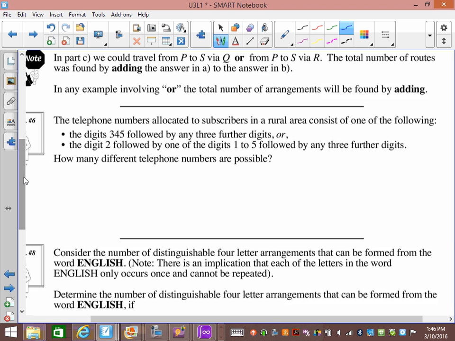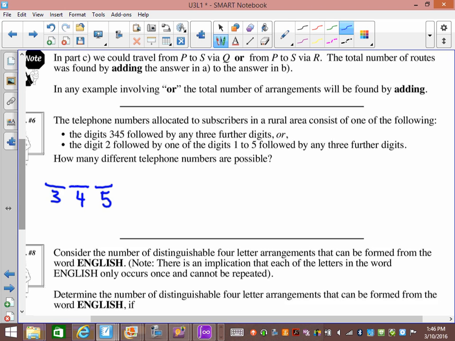The telephone numbers allocated to subscribers in a rural area consist of one of the following. So these are your options. The digits 345, that is the only option. I'll write it like this: 3 is the first digit, 4 is the next digit, 5. That is the only option. It has to be the digits 345, just like 403, and then our numbers can follow it. This has to be 345. That's their little area code, let's pretend.